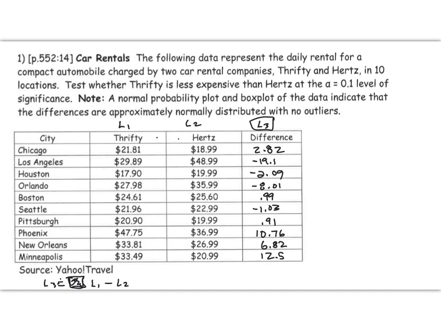Let's go ahead and set up our hypothesis test now that we have our data in the calculator. Our null hypothesis is that there's no difference in the averages, that they're the same. So my null hypothesis is that it costs the same on average to rent a car from Thrifty as it does from Hertz, so my mean differences are equal to 0. And the alternative hypothesis, the thing I'm testing, is that Thrifty is less expensive than Hertz. So my mean differences are less than 0.